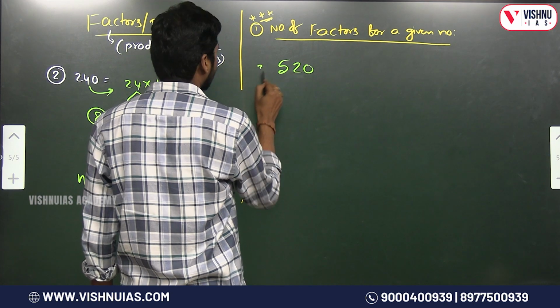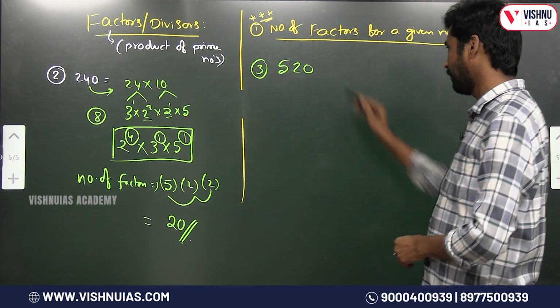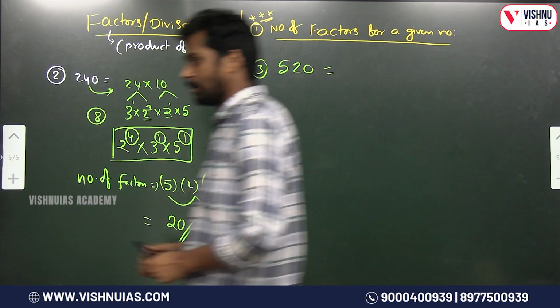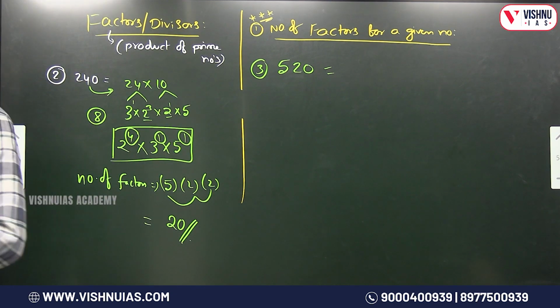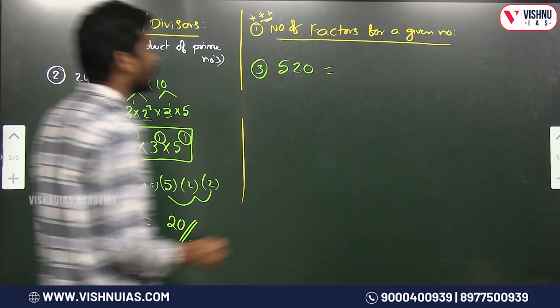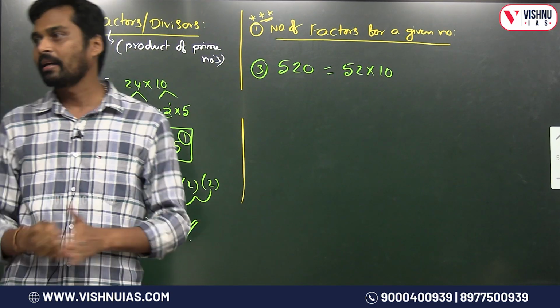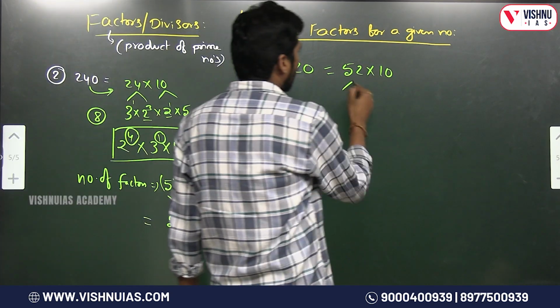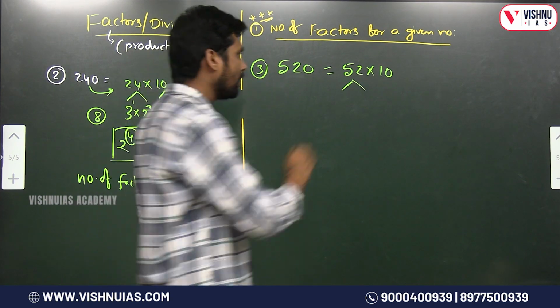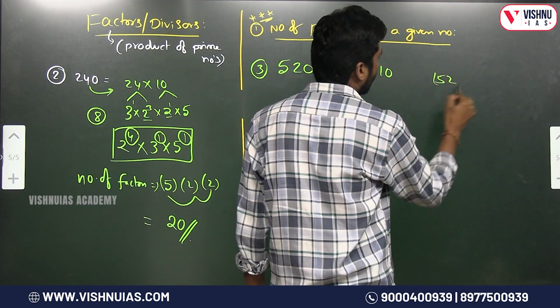520, tell me the number of factors for 520. Again you can use two methods: either you can break the numbers or you can go by the long division method. So 520 means 52 into 10. Suppose the immediate idea is 52 into 10. Then how do we write 52? If you don't know 52's factors, you can go with this.